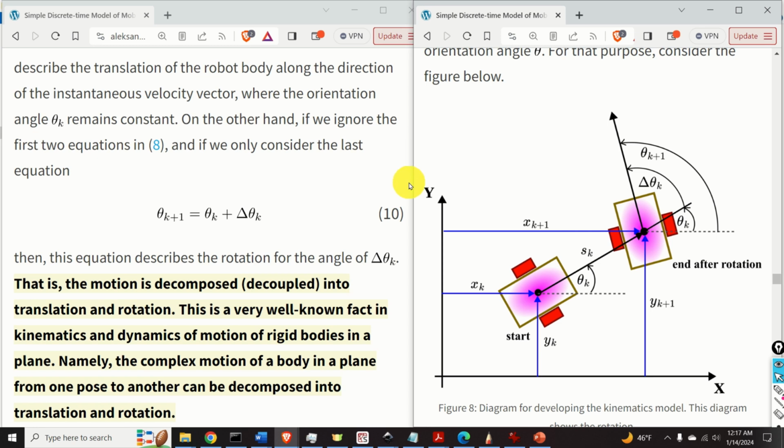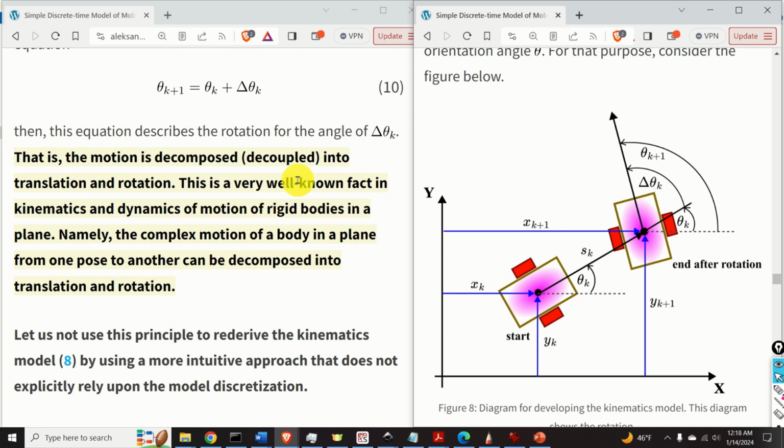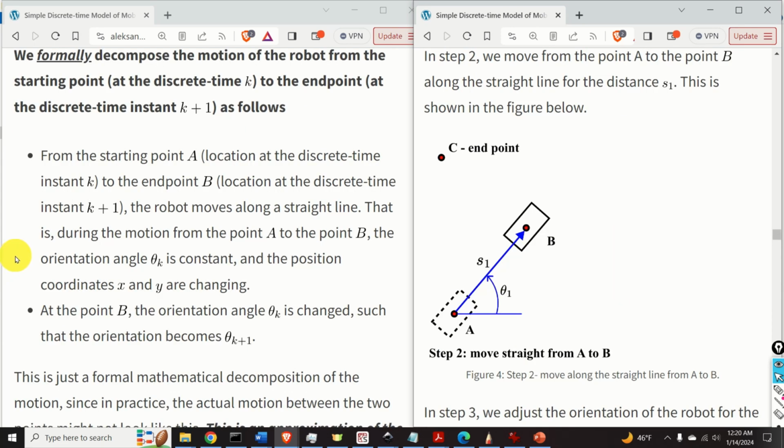Namely, the complex motion of a body in a plane from one pose to another can be decomposed into translation and rotation. And let us use this principle to re-derive the kinematics model by using a more intuitive approach that does not rely upon the model discretization. The idea here is to formally decompose the motion of the robot from the starting point at the discrete time k to the end point at the discrete time instant k+1 as follows. From the starting point A to the end point B, the robot moves along a straight line.